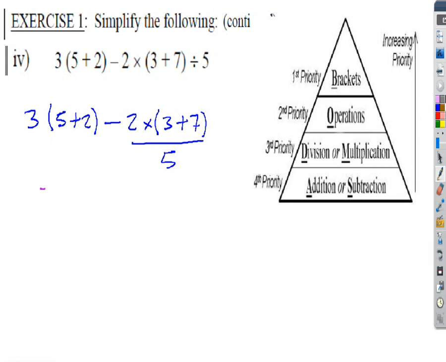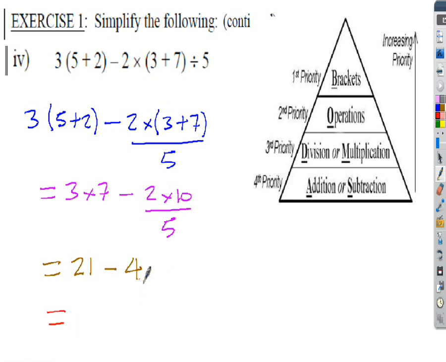From the next line we've got 3, that's multiplied by 7, so 7 here, and we're subtracting from that 2 multiplied by 10, 3 plus 7 is 10, and that's all divided by 5. The next line, my precedent lies with the multiplication in this first term and multiplication and division in the second term. So 3 multiplied by 7 is 21, we're subtracting from that 2 multiplied by 10 is 20, divided by 5 is 4. So my final answer is 21, take away 4, which gives us 17.